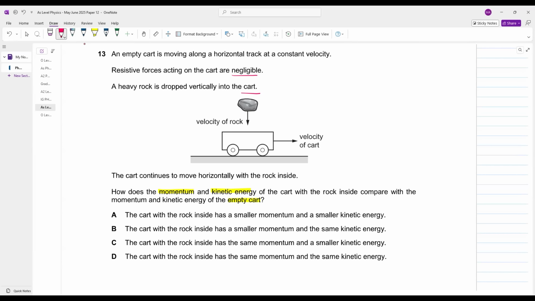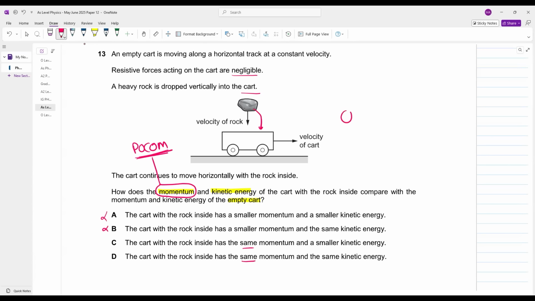हमने बताना है कि जब आपका रॉक कार्ट के अंदर चले गया है, तो हाउ डज द मोमेंटम एंड काइनेटिक एनर्जी कंपेयर विद द इनिशियल मोमेंटम एंड काइनेटिक एनर्जी? First of all, if you have studied principle of conservation of momentum, बेटा अगर पढ़ा हो तो you know momentum always remains conserved. So the momentum will remain same. A and B will get cancelled out. And since the rock is falling inside the cart, both these objects are combining together.